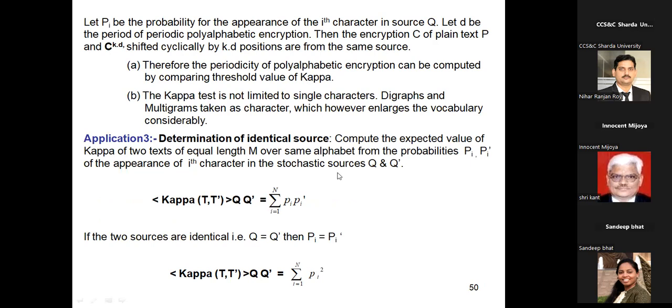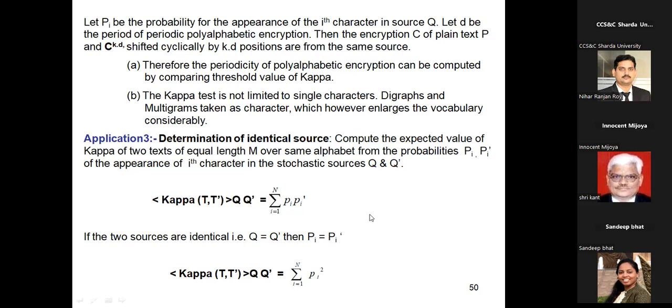Third application, determination of identical source. Identical source means same, because suppose the same system is being used from 2 different countries, and I'm getting the cipher from 2 different countries. If I am able to finalize they are using the same machine, the same similar source, then my job will be very simple for analysis. In that case, kappa TT dash is greater than QQ dash, and this is the fact.